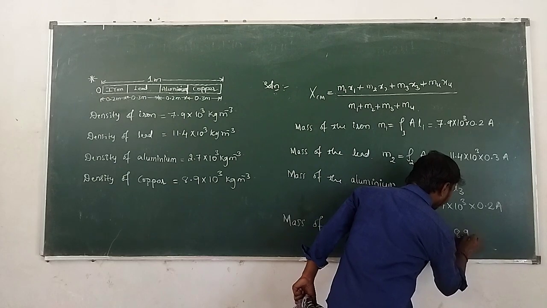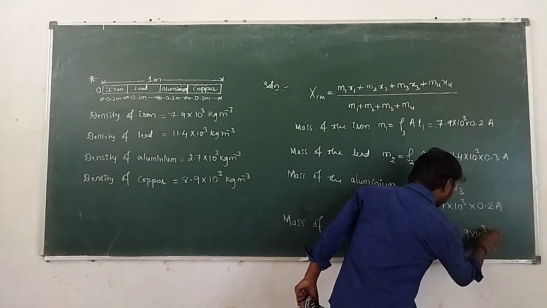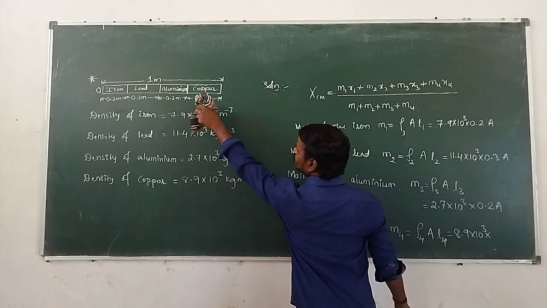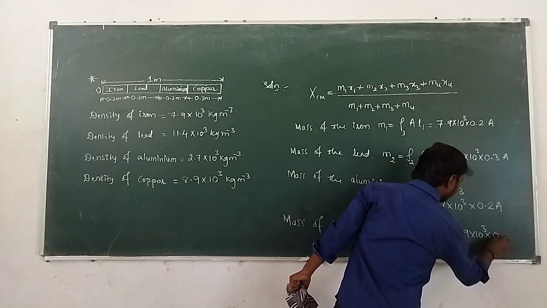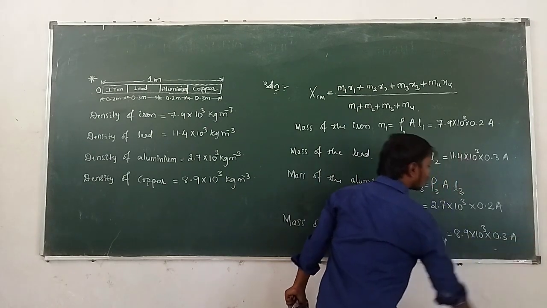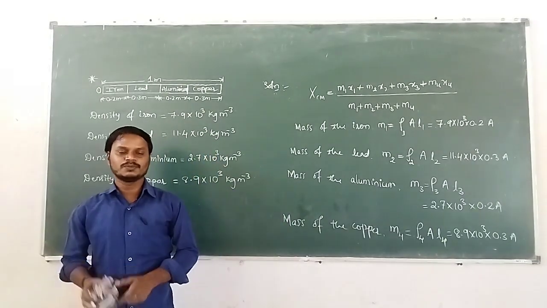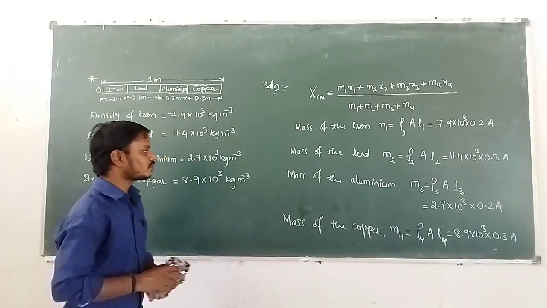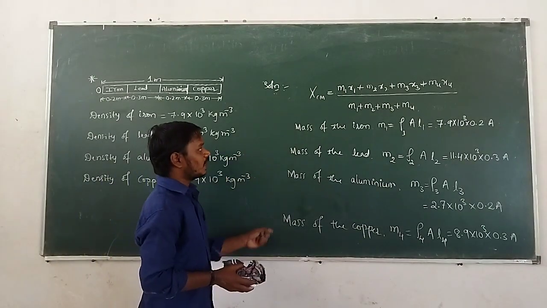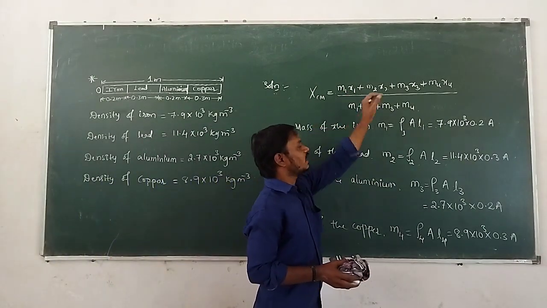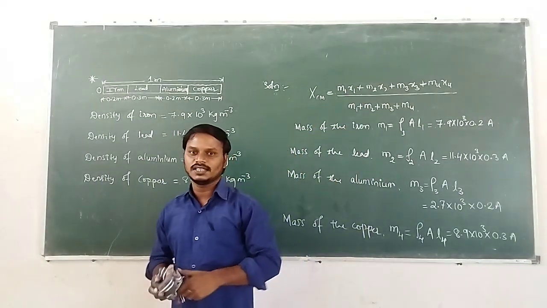8.9 into 10 to the power of 3. Length of the copper 0.3 into A. A is the cross section area. That is not given, but cross section area is same for 4 materials. Okay now. Next, we got masses now. Then we can find x1, x2, x3 and also x4.